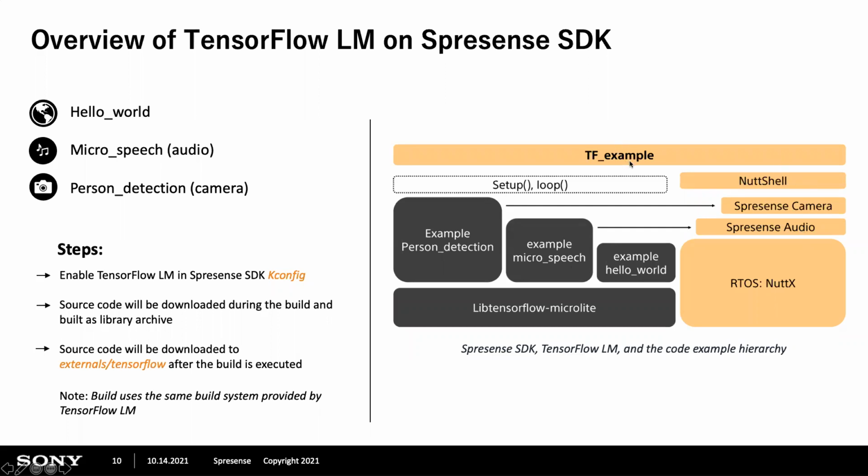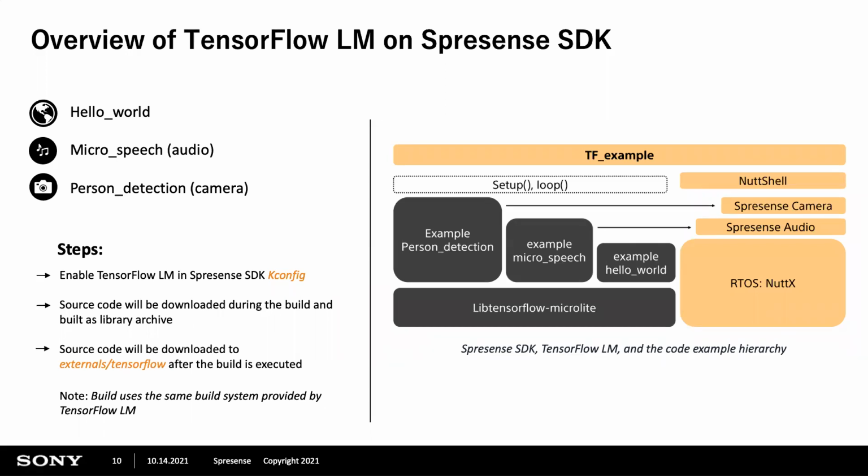TF example means when you run these examples, it gets wrapped into this TF example, and then you can use this to run on NuttShell. Everything here, we are using the same build as provided by TensorFlow Lite Micro. So this is just, we are running examples from TensorFlow, okay?